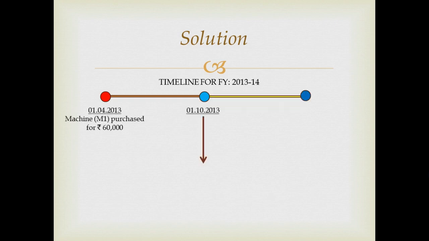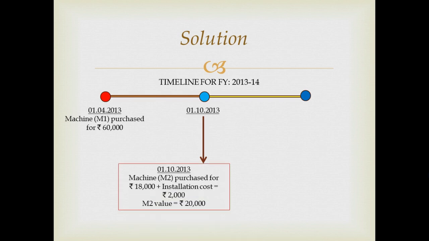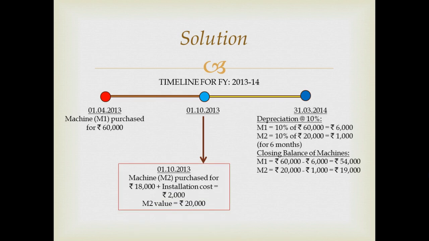As you can see, the timeline with the notes representing the dates, and this timeline is for FY 2013-14. On 1st April 2013, machine M1 was purchased for Rs 60,000. On 1st of October 2013, machine M2 was purchased for Rs 18,000 and Rs 2,000 has been spent on its installation, making M2 value as Rs 20,000.